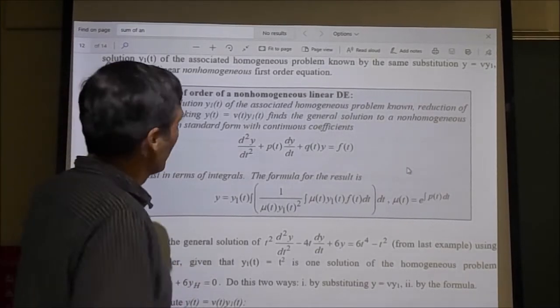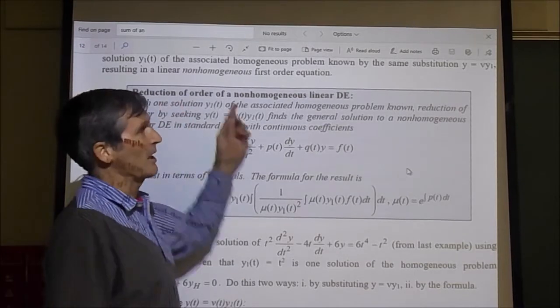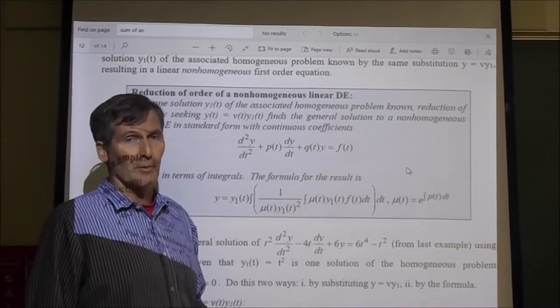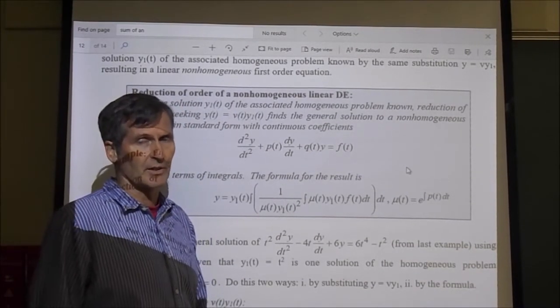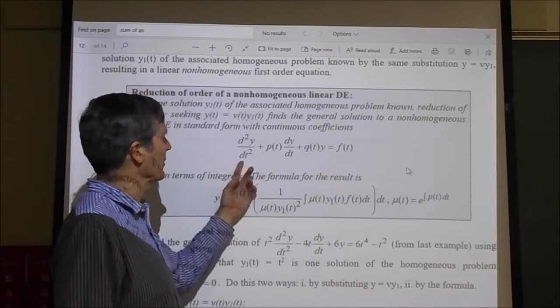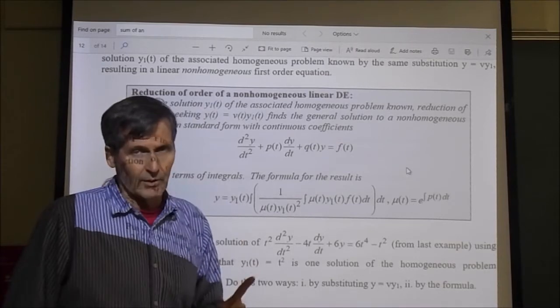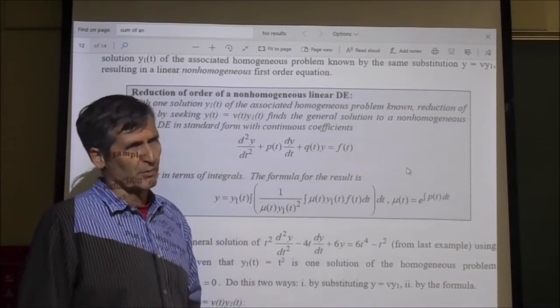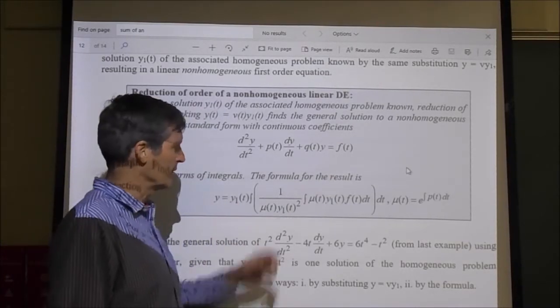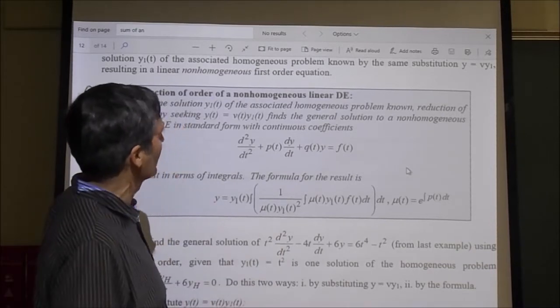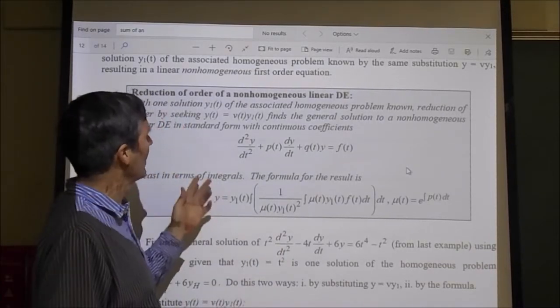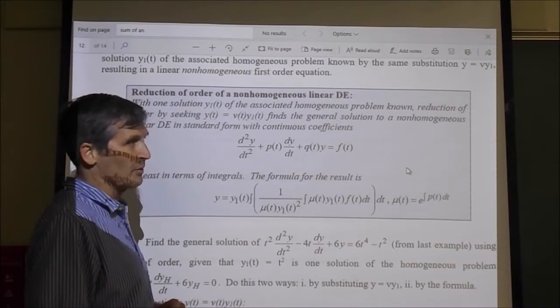Well, one last method. This is called reduction of order, and it turns out to work for both homogeneous and non-homogeneous differential equations of second order that are linear, if you can just find one solution to the homogeneous problem other than the zero solution. So one independent solution of the homogeneous problem.